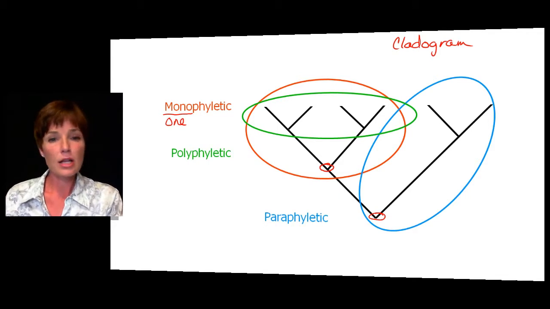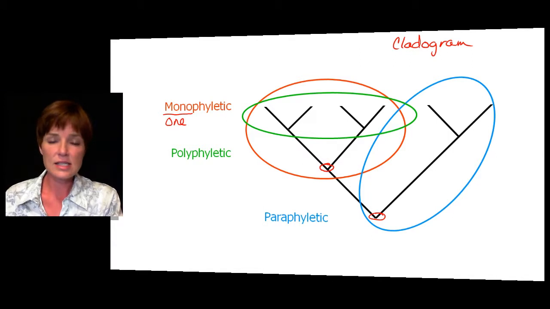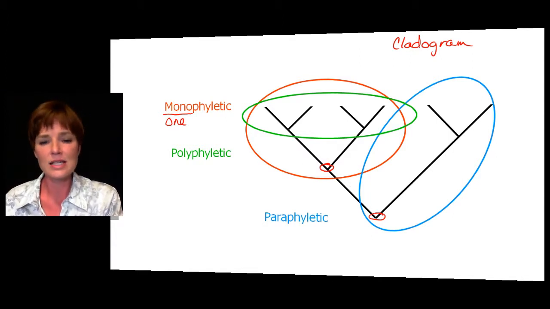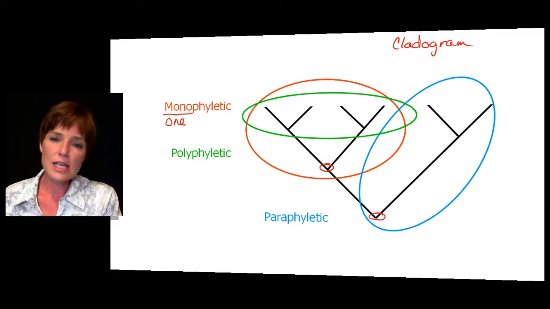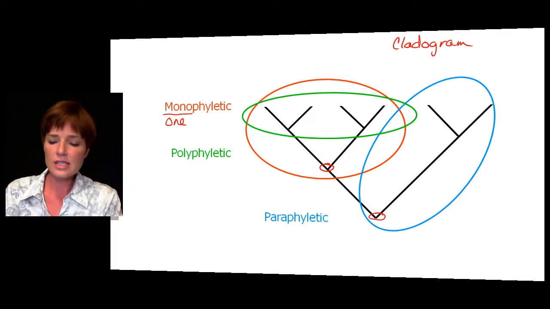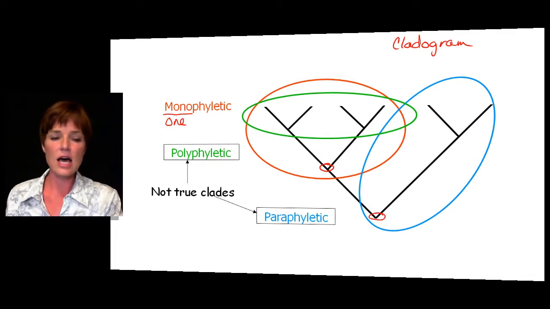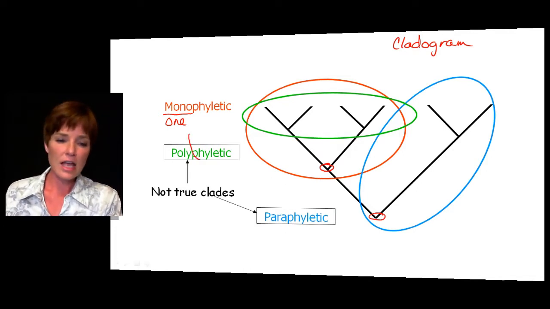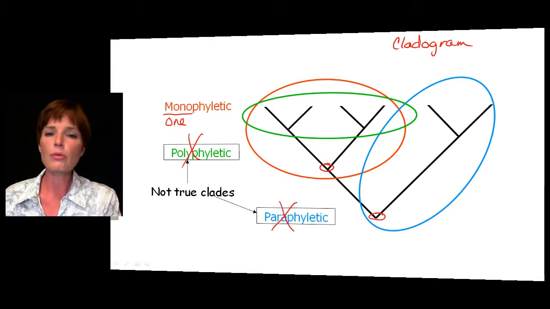Another type is the polyphyletic. Polyphyletic has the descendants, but it's missing the other aspect. It's missing that common ancestor. Notice that the common ancestor for these is located outside of the clade. So what this means to us is that the polyphyletic and the paraphyletic are not really what we would consider true clades because they're missing the two important aspects.